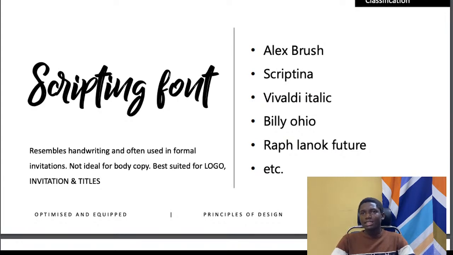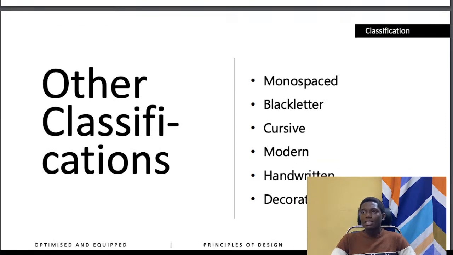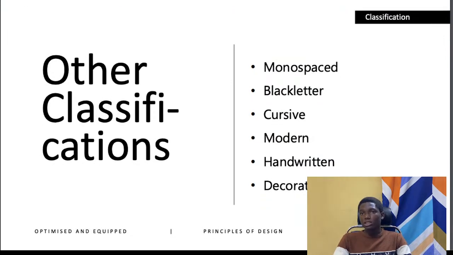typeface. We have other types of fonts listed underneath. We have different types of fonts, like black letters. We have the modern. We have the handwriting type of font, which looks like your handwriting, a stylish handwriting. We have the monospaced type of font.